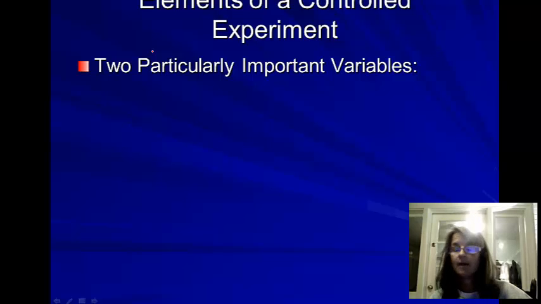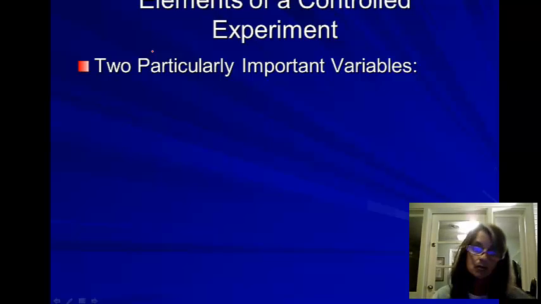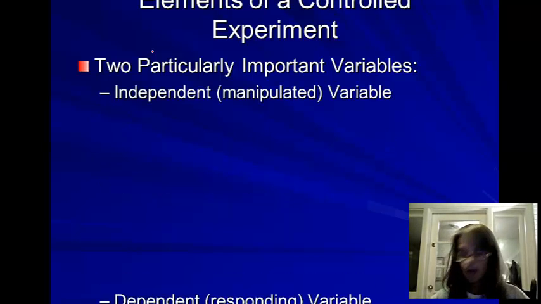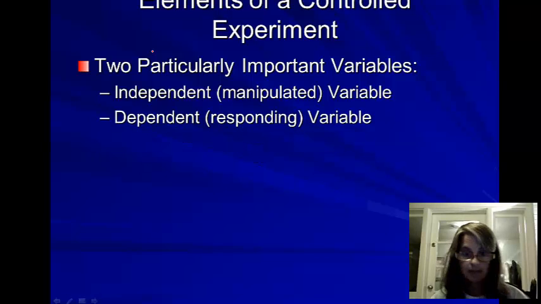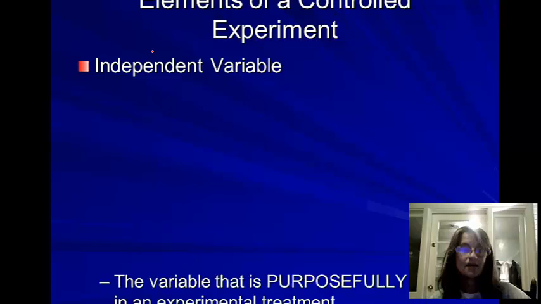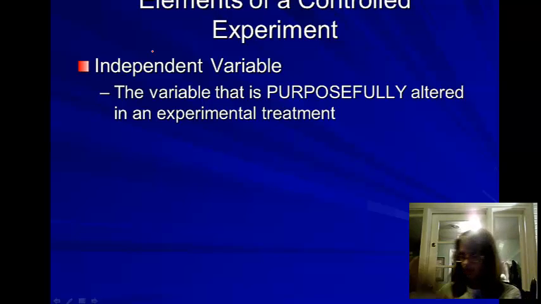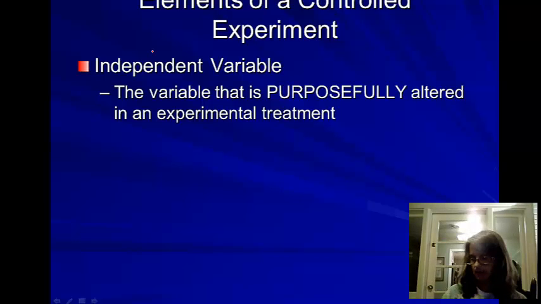Now, among our things that are going to vary, there are two particularly important variables. One is the independent variable, and the other is the dependent variable. The independent variable is the variable that is purposefully altered by you in the experimental treatment. So in our imaginary experiment, the color of light is the independent variable. It is the one thing that you are changing from this plant to this plant to this plant to this plant. You've got the green light, the red light, the blue light, and the normal light.